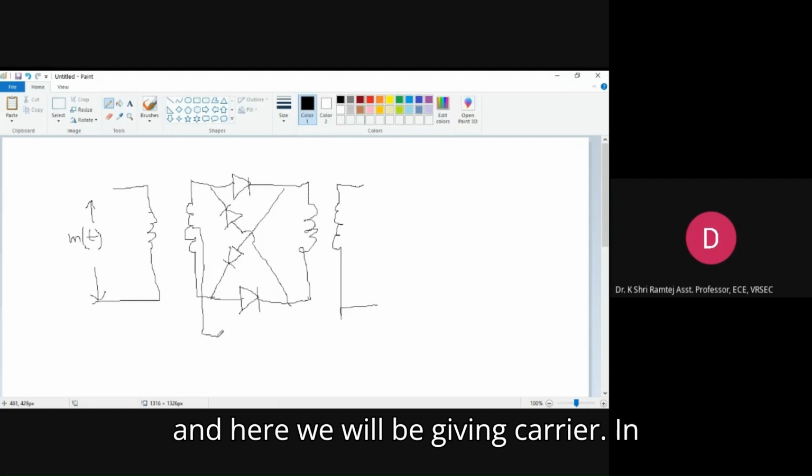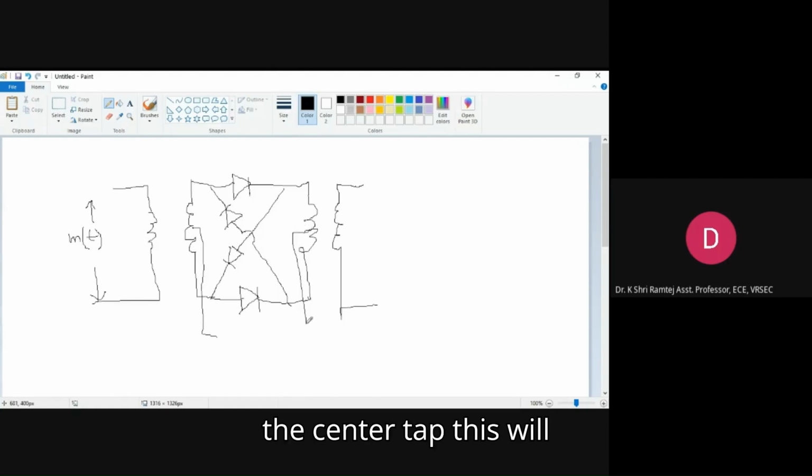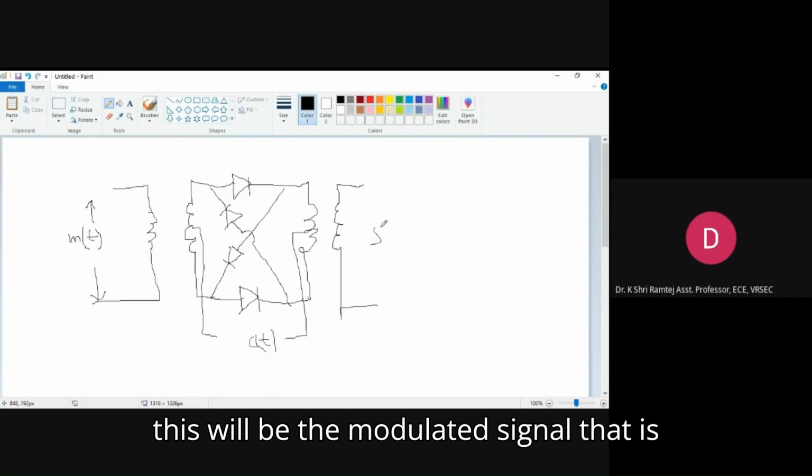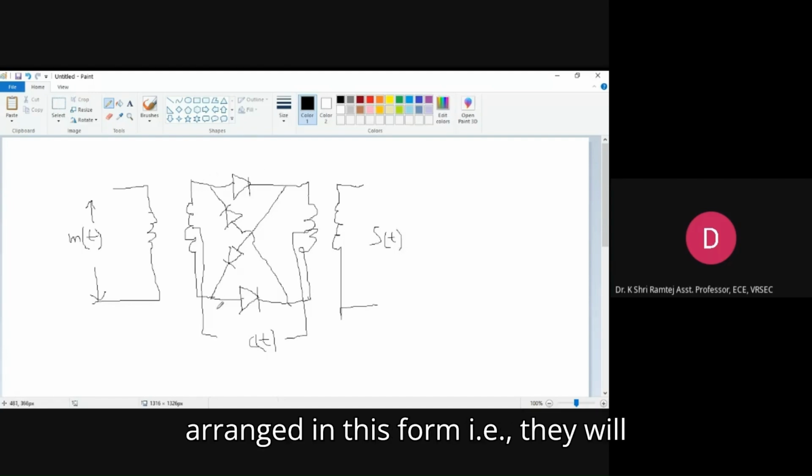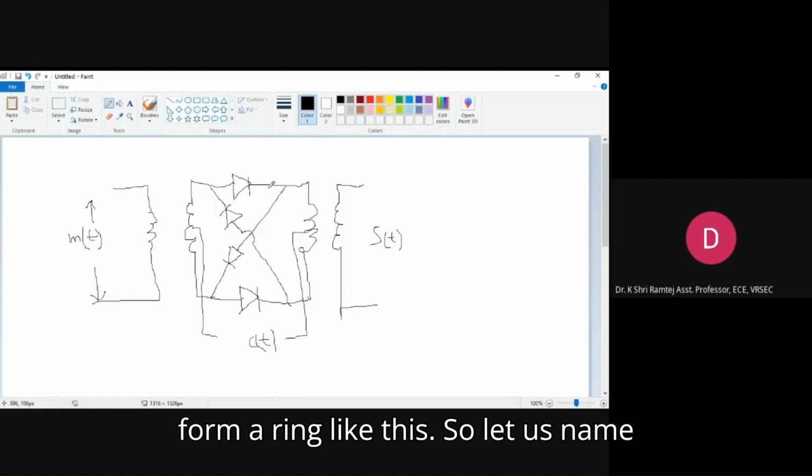And here we will be giving carrier at the center tap. This will be carrier. And this will be the modulator signal, that is DSBSC way. So now the diodes are arranged in this form, that is, they will form a ring like this.